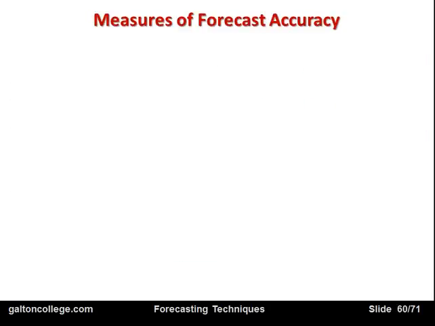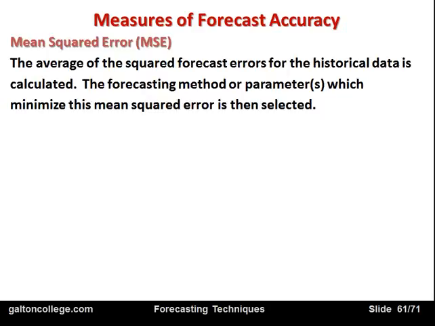Now, measuring forecast accuracy. Well, we have the mean square error, the average of the squared forecast errors for the historical data is calculated. The forecasting method or parameter which minimizes the mean squared error is then selected. So it's simply we take the errors and square them, and we then try to minimize the average squared error.